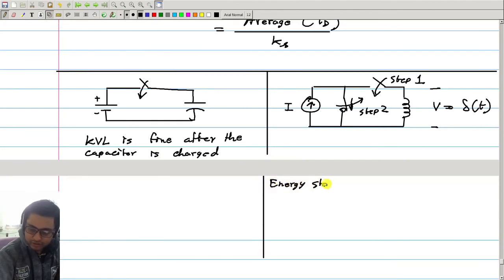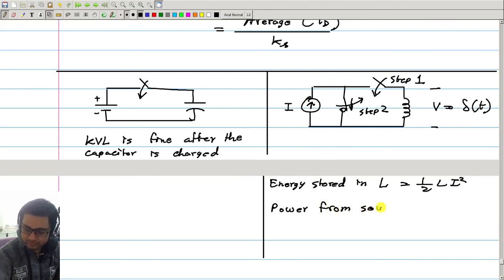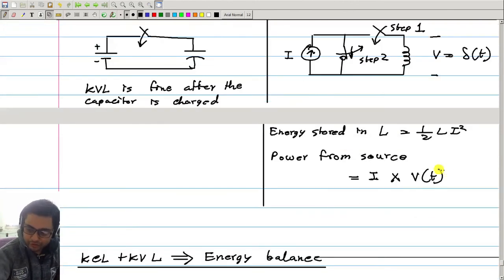Energy stored in L will of course be half L I square finally. But how much is the energy supplied by the source? So for that let us calculate power from source. That will be the product of I into this voltage. I is constant. Initially current was flowing through this short circuit, now through the inductor. So I is constant, but V is a function of time, and V we know is delta t. So this will be I times delta t.